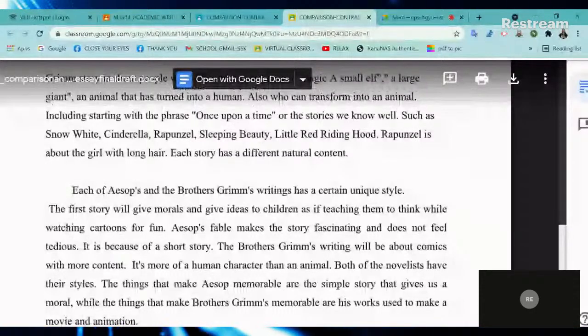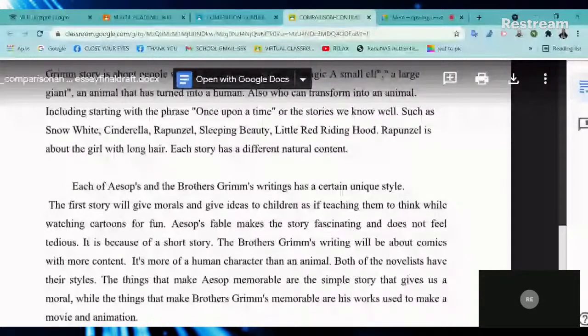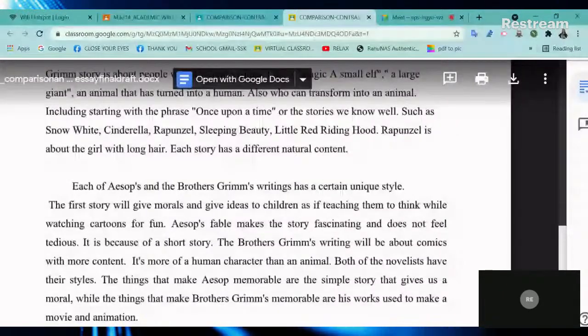Rapunzel is about the girl with long hair. Each story has a different natural content. Each of Aesop and the Brothers Grimm writing has a certain unique style. The first will give morals and ideas to children, as if teaching them to think while watching cartoons for fun. The fable makes the story fascinating and does not feel tedious, because it is a short story.